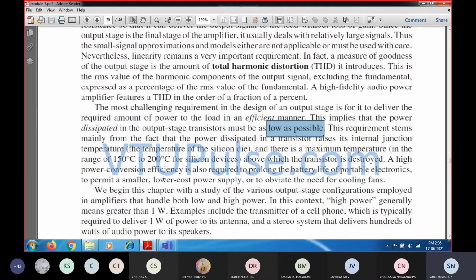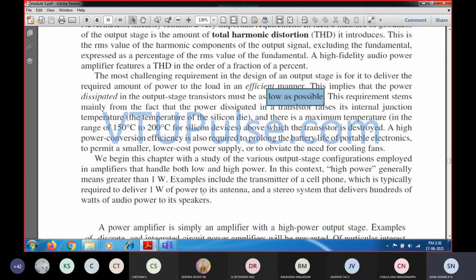Hence a high conversion efficiency is also required. Whenever power is converted from one form to another, the power conversion efficiency of the circuit is also very important. So power dissipation should be low and power conversion efficiency must be high. How efficiently you are going to convert this power matters.